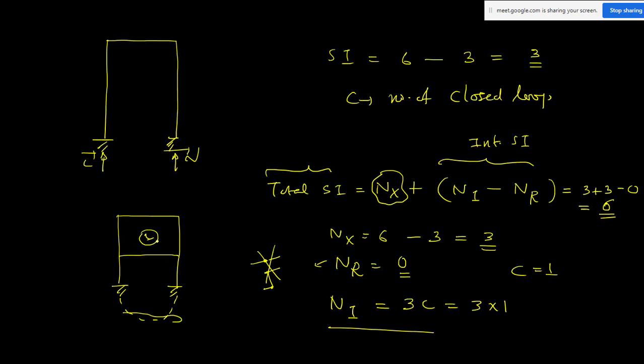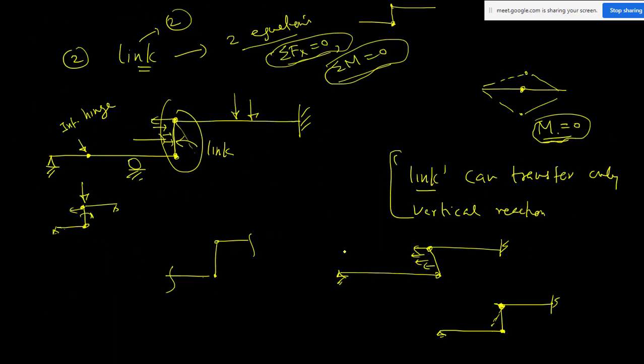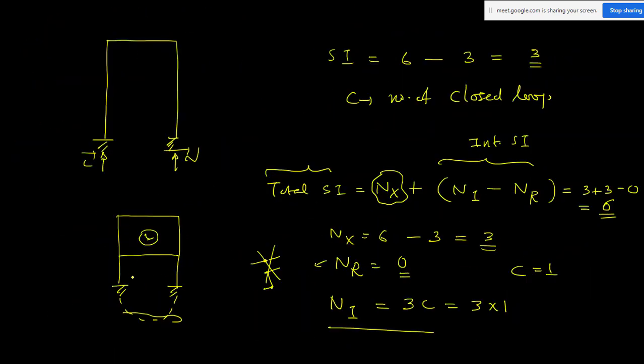So why am I counting only this one? That is the concept I was trying to explain here. For the ground story, those 3 unknowns are automatically nullified because of the support. But for the first floor coming over the ground story, these unknowns we have to consider. That is why the simple method is to just count how many closed loops there are in the structure, then find the value of C from 3C, and then find Nr. It is very simple. So this is how we have to solve it.